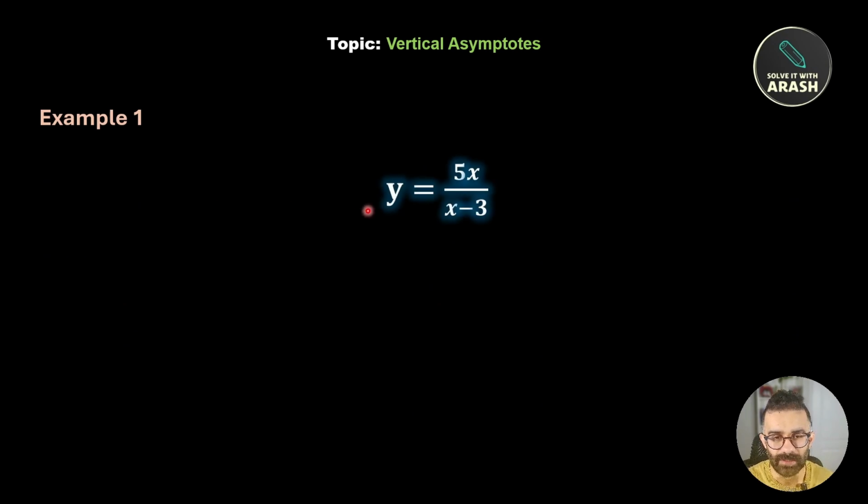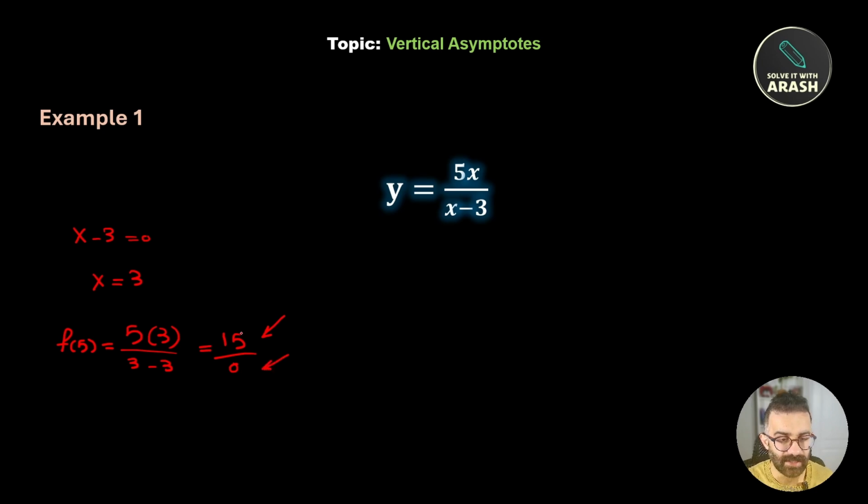In example 1, y equals 5x over x minus 3. To find the vertical asymptote, we focus on the denominator. We set x minus 3 equals 0 and we solve for x. Since the numerator 5x is not 0 at x equals 3, we have a vertical asymptote at x equals 3. Basically, when we have a non-zero value divided by 0, that's going to make a vertical asymptote. For this example, the vertical asymptote is at x equals 3.